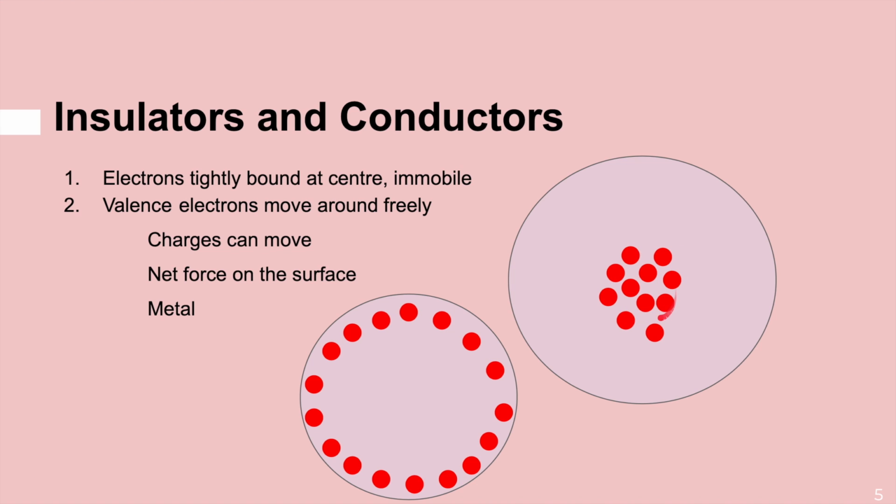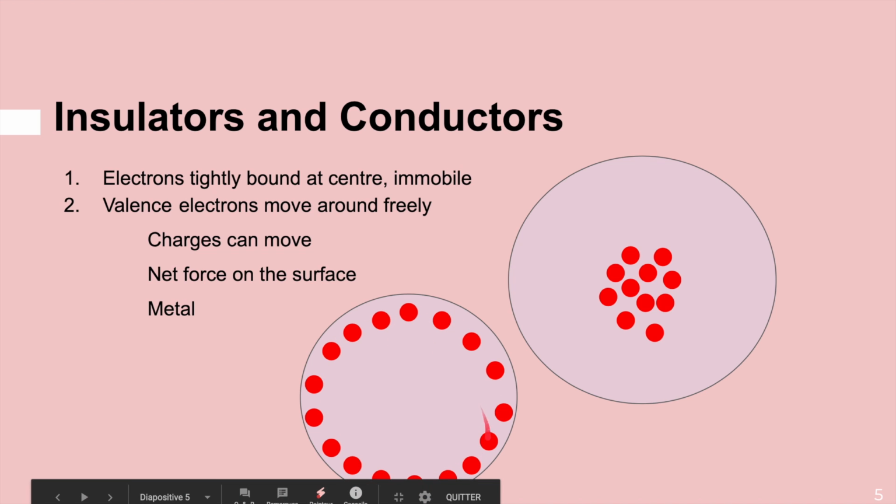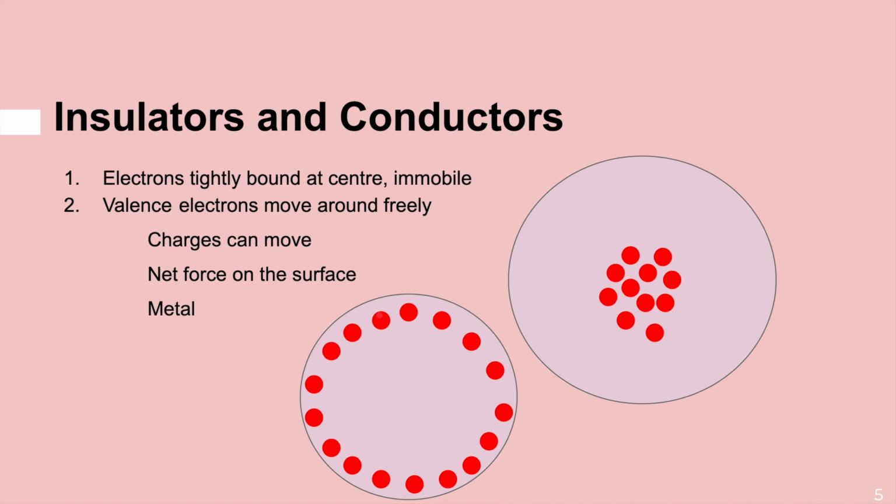They're not moving much. Now the opposite is a conductor, where we have our valence electrons that move around freely, and eventually they're just going to make their way around the outside of this object. So if it's a metal ball, the charges are all going to be on the outside. So there's going to be a net force on the surface.